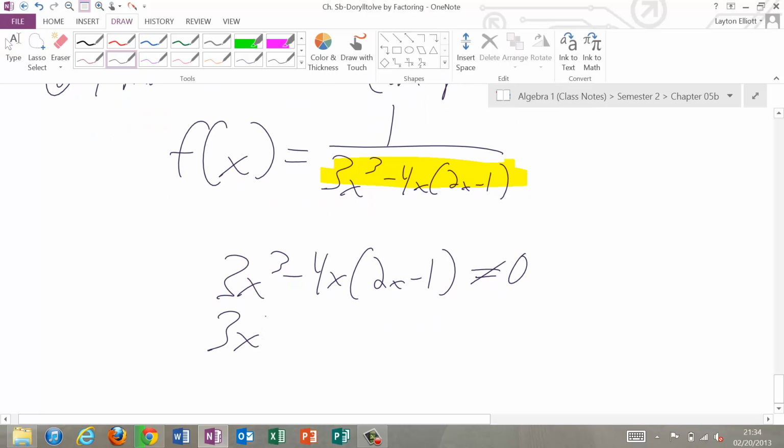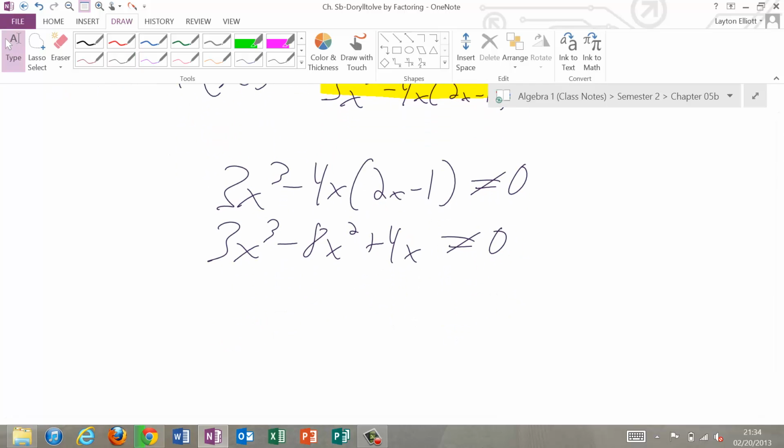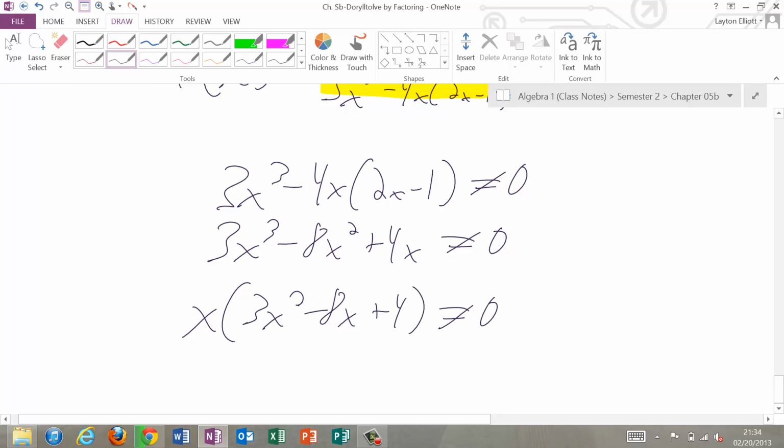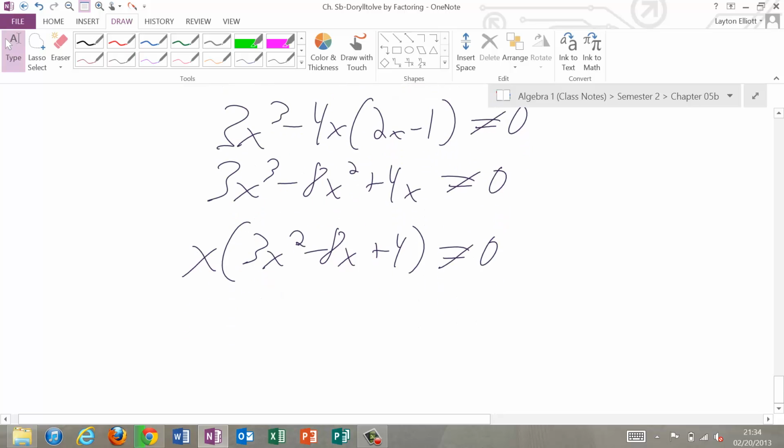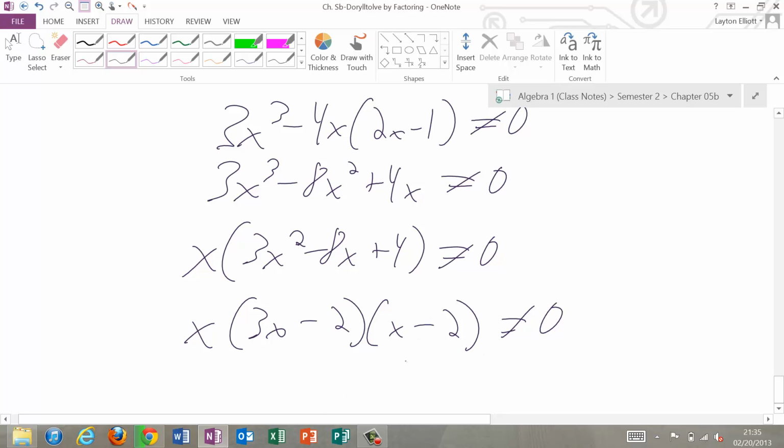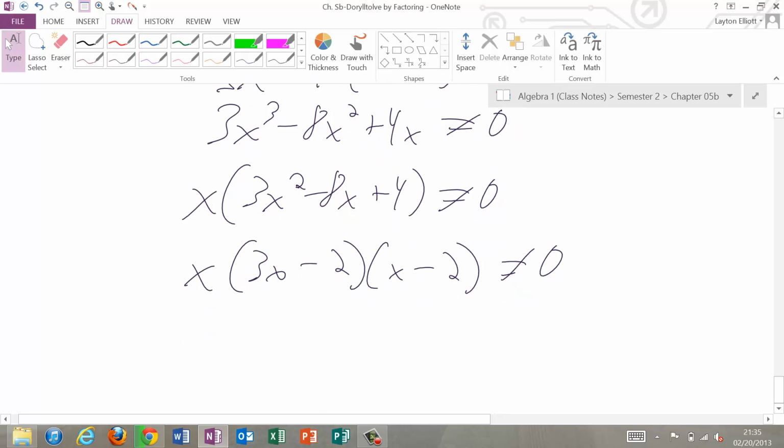Well, I have to multiply this out, 3x cubed minus 8x squared plus 4x is not equal to 0. I'm going to factor a greatest common factor out, and I get x times 3x squared minus 8x plus 4 is not equal to 0. Then I'm going to try to pull out the trinomial. I know it's going to be 3x and x. Then it's probably going to be 2 and 2, because that gives me this 6 and 2, minus minus. Yes, that gives me the negative 8.